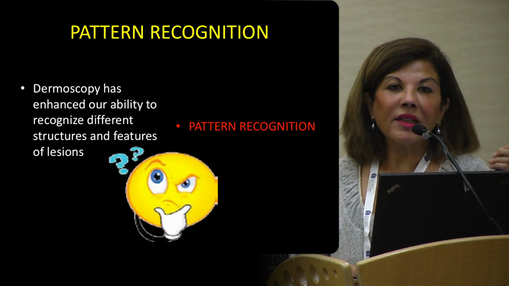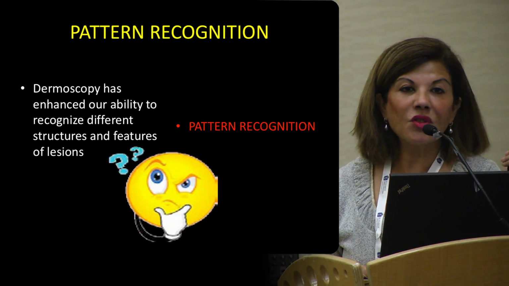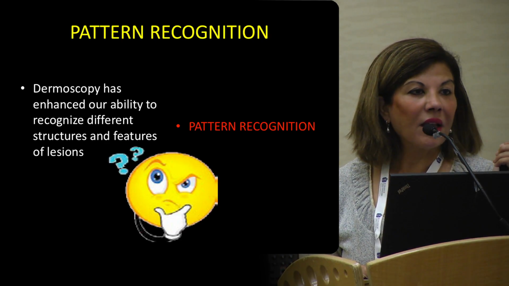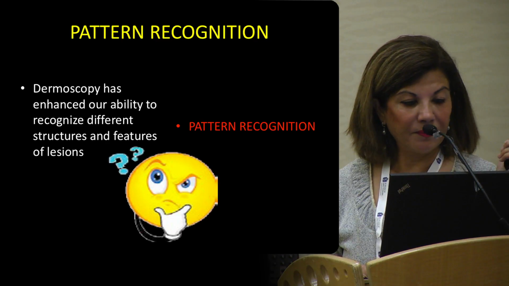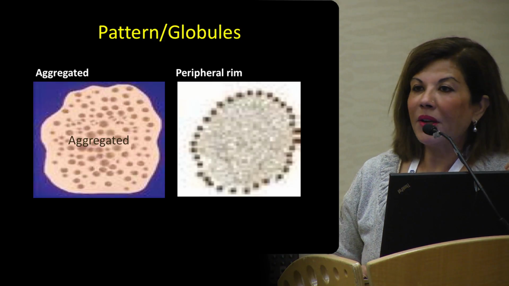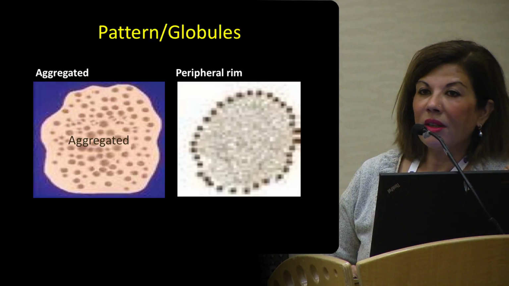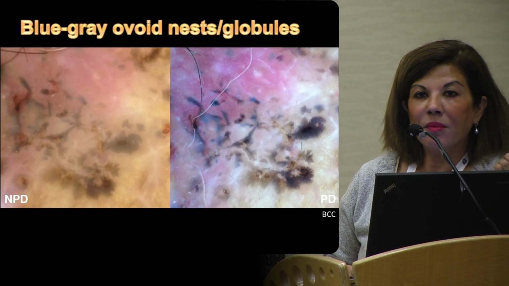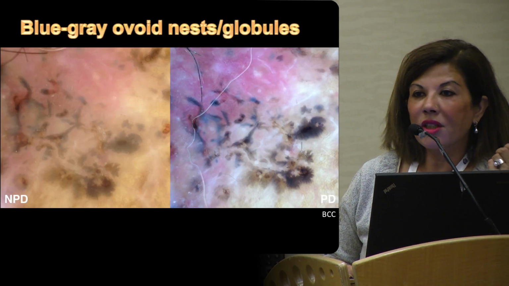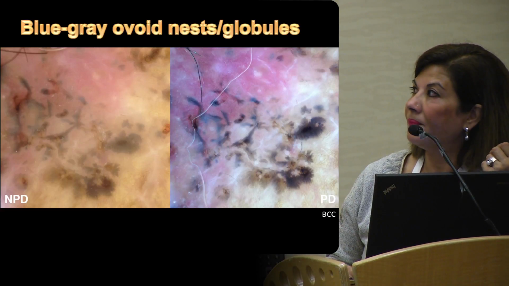So dermoscopy has enhanced our ability to recognize different structures and features of lesions, and this is called pattern recognition. For instance, this is a pattern of globules seen in benign lesions. This is a pattern of globules seen in malignant lesions and is highly suggestive of a basal cell cancer.